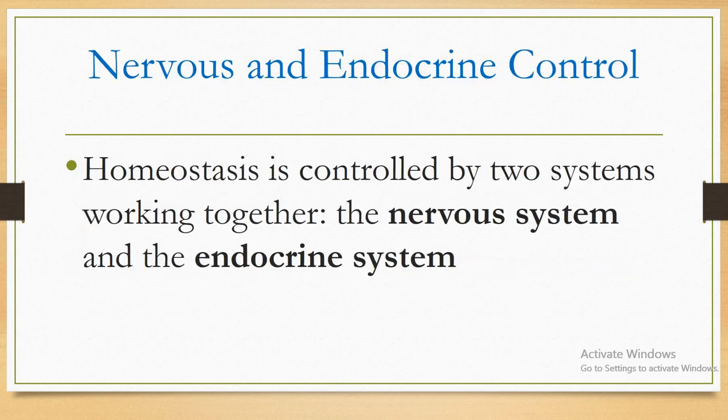Nervous and endocrine control. Homeostasis is controlled by two systems working together, the nervous system and the endocrine system.